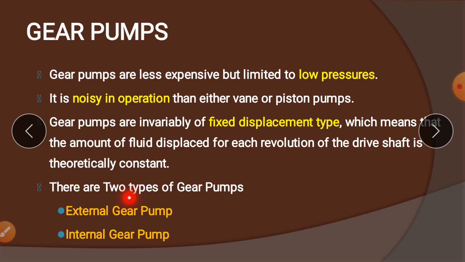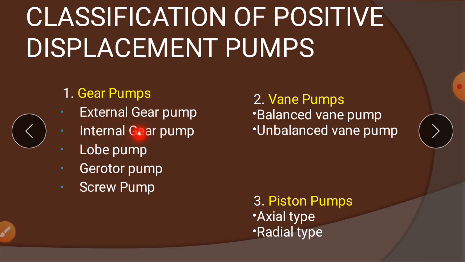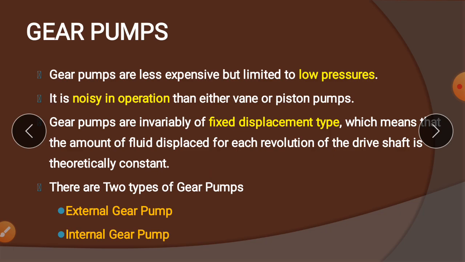Okay, there are two types of gear pumps. Actually, there are five types. As I explained earlier, external gear pump, internal gear pump. In addition, we also have some other types, that is gerotor and screw pumps. We can see here the classification: external gear pump, internal gear pump, lobe pump, gerotor pump, screw pump. So these are the types.